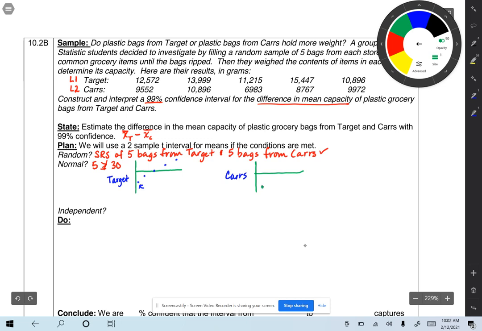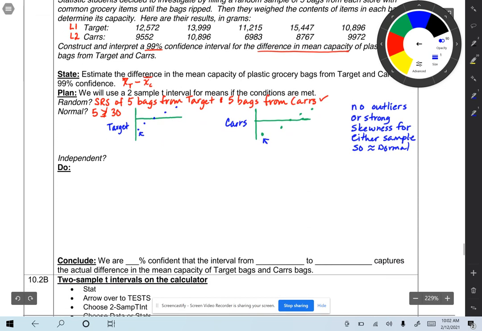So Cars. And again, it looked pretty decent, but this again was a concern to me. So modified box plot revealed that both were okay. So there were no outliers or strong skewness for either sample. Right. So approximately normal.